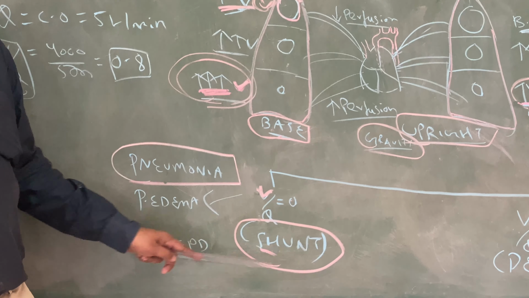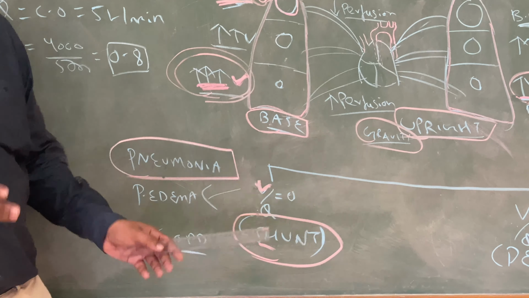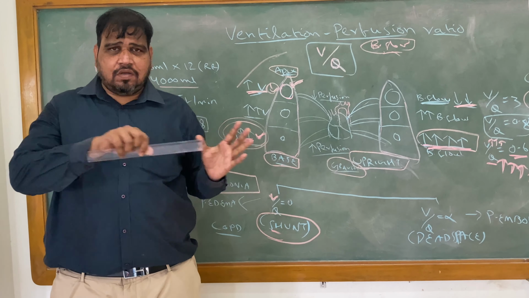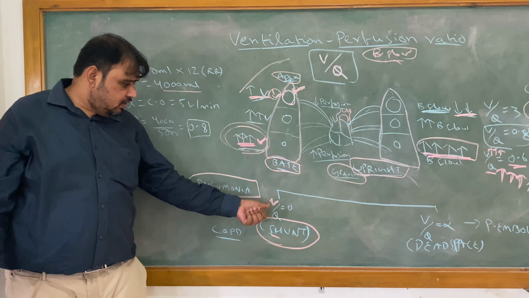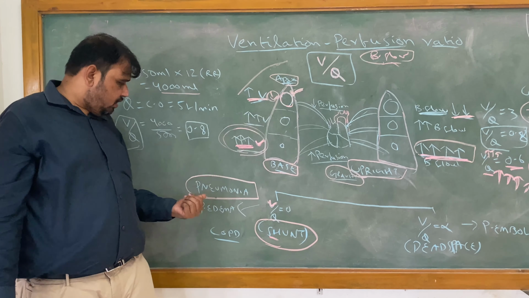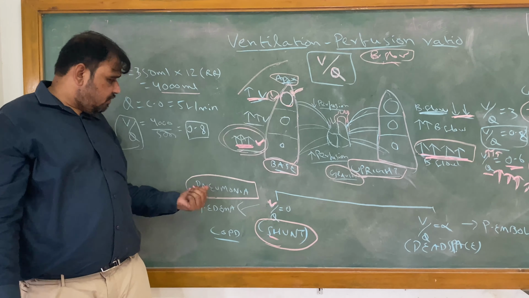Shunt means the blood flow is shunted, or the blood flow is wasted. Why is the blood flow wasted? Perfusion is normal, that is, blood flow is normal. But what is the use of blood flow? The flowing blood has to receive the oxygen. That is the use of the flowing blood. But since the oxygen supply is 0 because of pneumonia, the blood flow is wasted. Wasted blood flow we call a shunt.